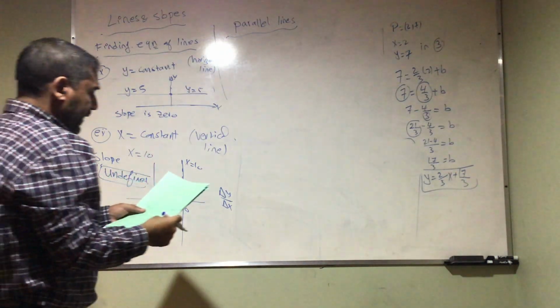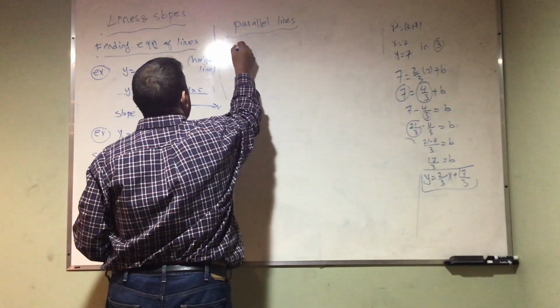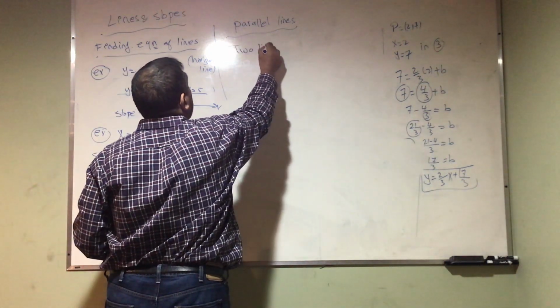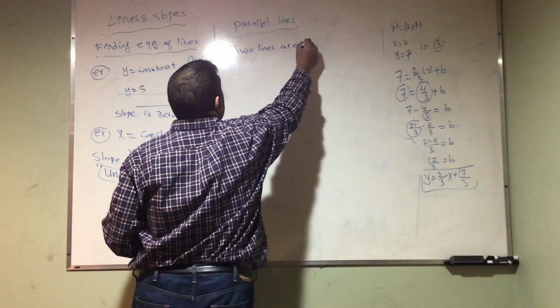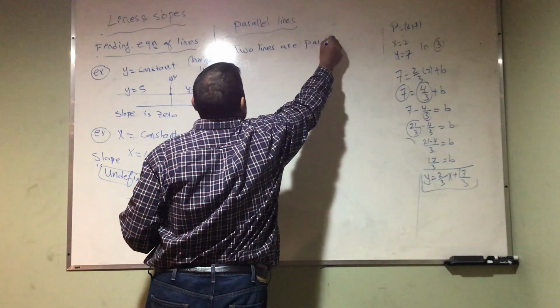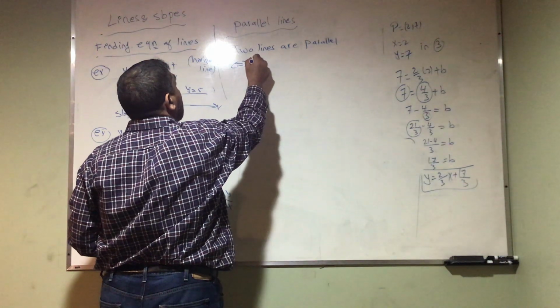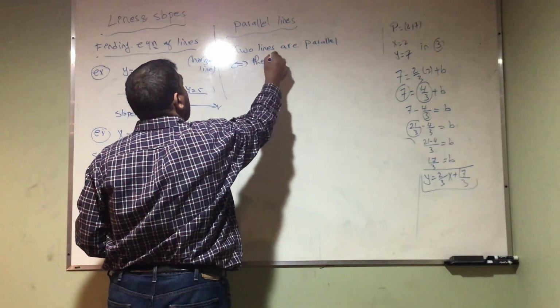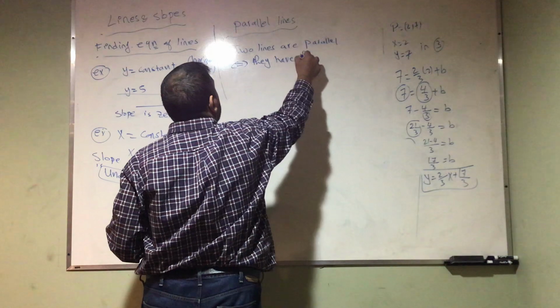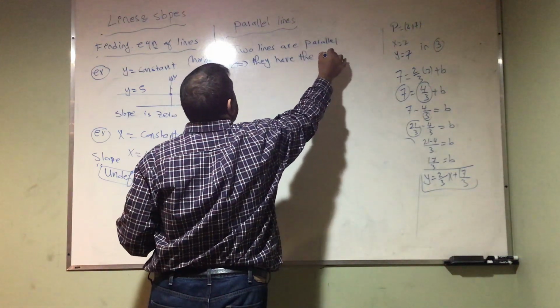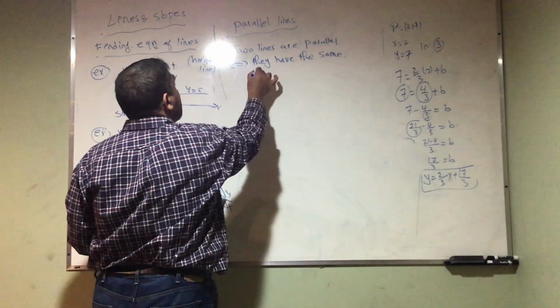So what do you have here, guys? If you have two lines, they are parallel if and only if they have the same slope. They have the same slope. All right?